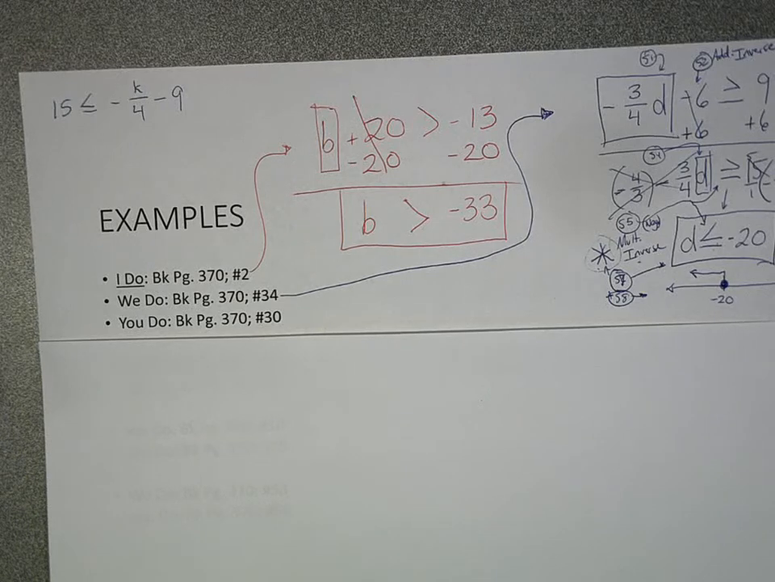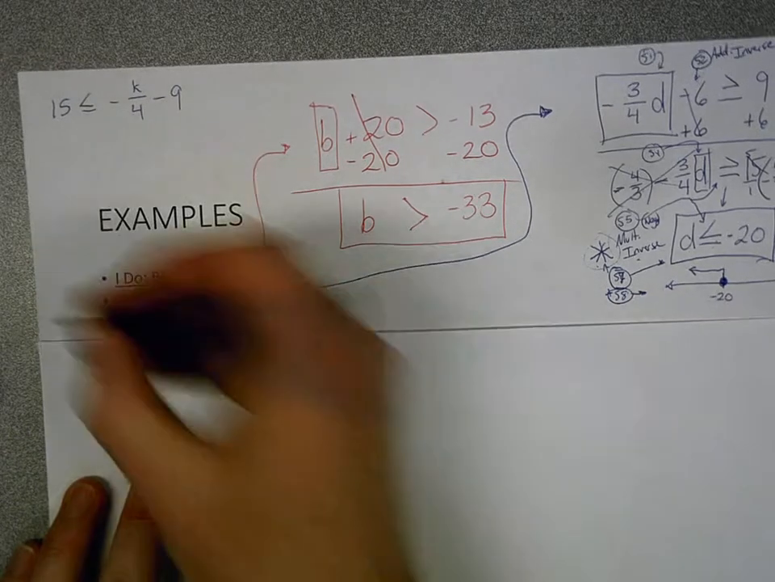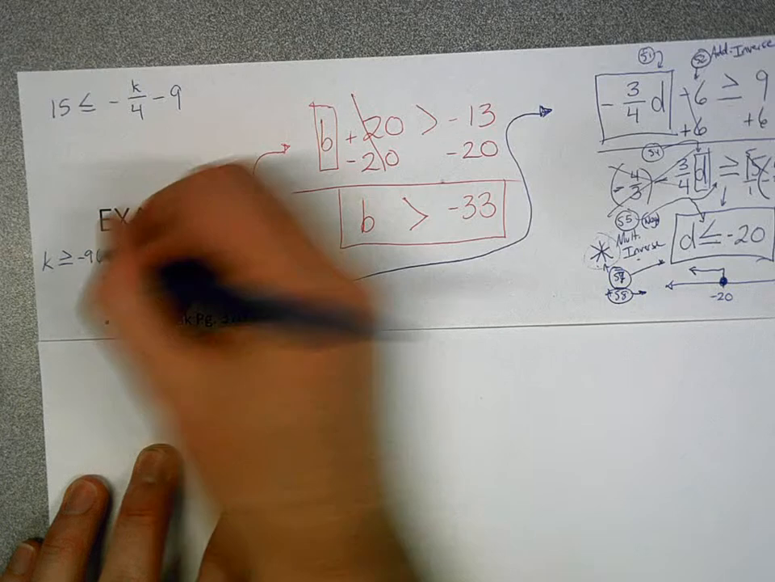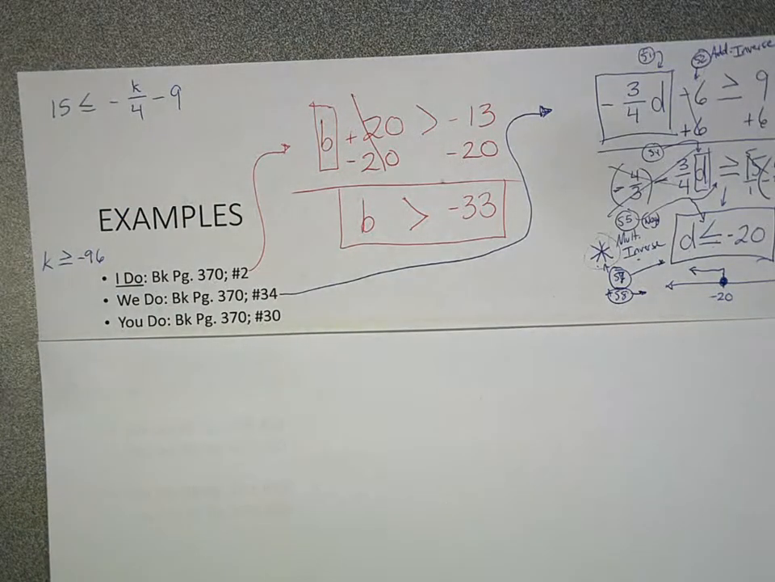Seat 9, I didn't finish it yet. I will. Okay, seat 18. I thought k is greater than or equal to negative 96. Okay, agree, disagree? K is greater than or equal to negative 96. Nice chunk of you that have that.